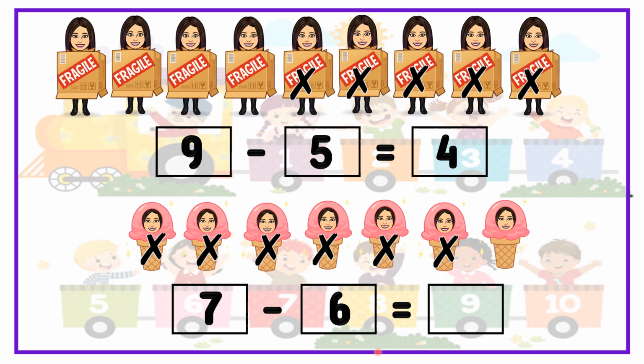So we're going to find the difference. 7 minus 6. And for the last step, let's count the remaining objects. So it's 1. So only 1. So it means 7 minus 6 is equal to 1. Am I clear with this?